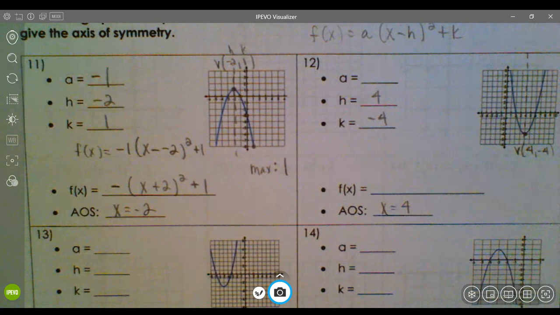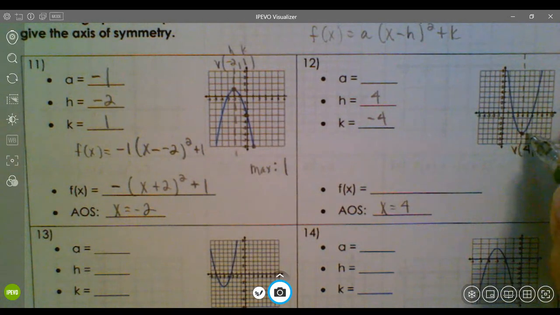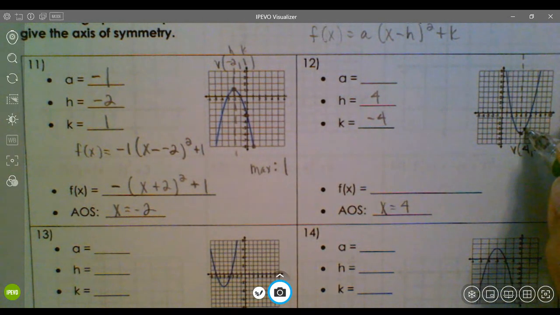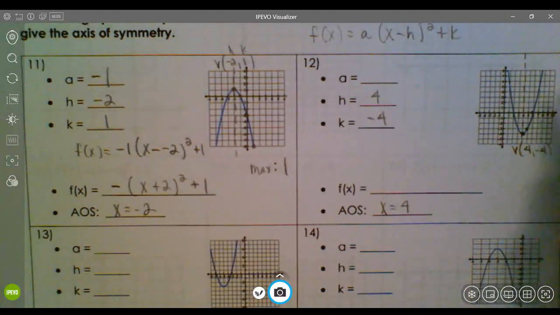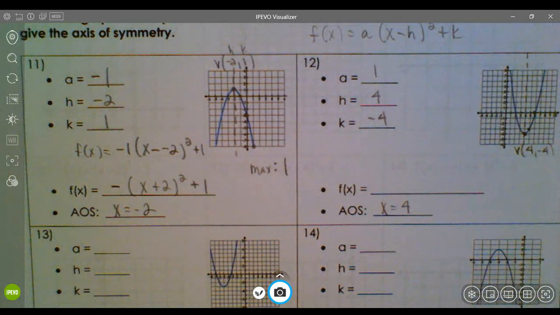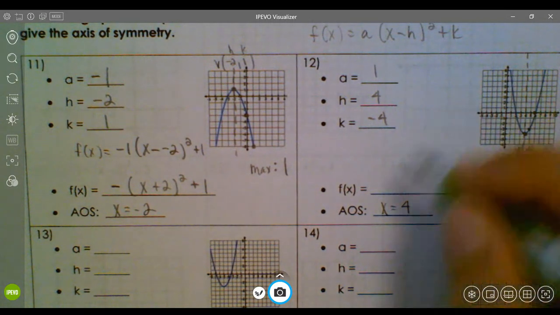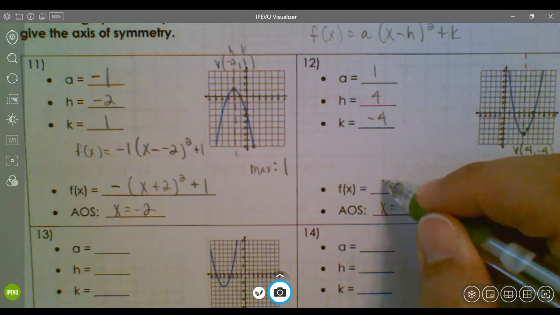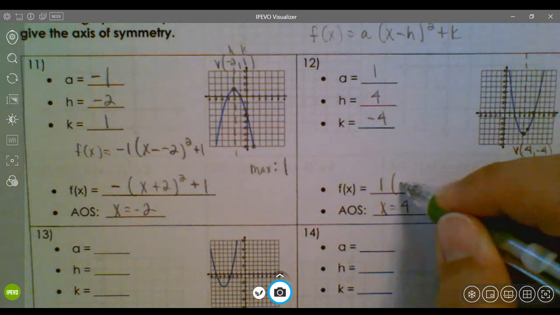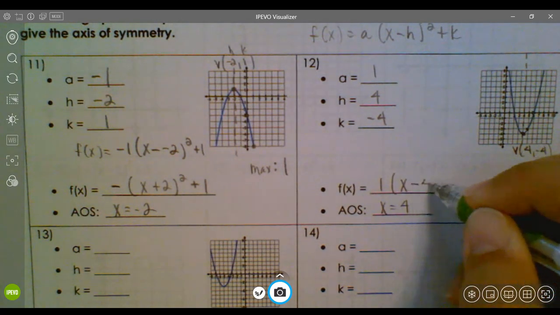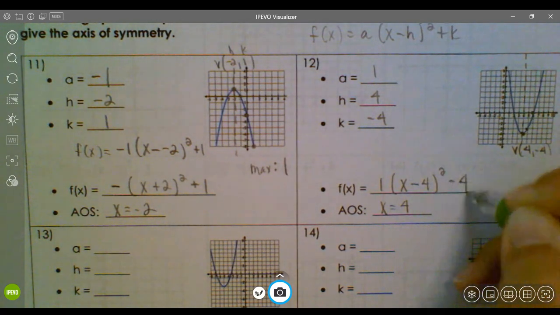Okay, does this follow my standard vertex? If it follows my standard vertex, A is 1, or my parent. So we go to the right 1, up 1, right 2, 1, 2, 3, 4. Does this one do that? Yeah, it does. So A is 1. So for this problem, f of x is 1 times x minus 4 squared minus 4.